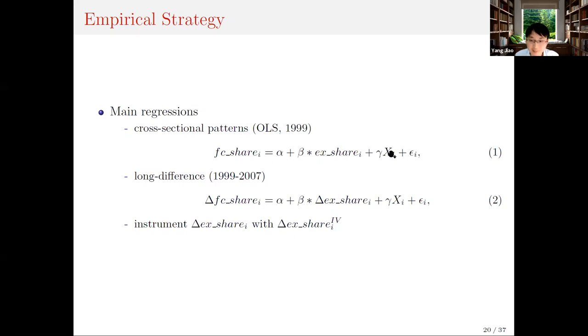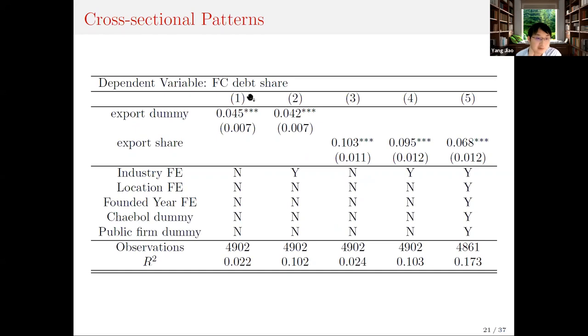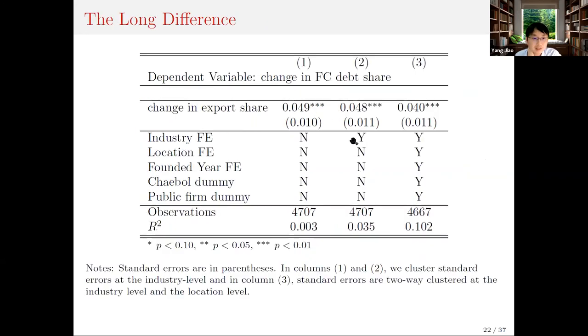And this is the cross-sectional pattern. And then we go to the long difference. Essentially, we use the foreign currency debt share in 2007 minus the 1999 foreign currency debt share. And for the right-hand side variable, we do something similar. And then we will use this instrumental variable approach. So this is our result. We just try to show that there is a positive correlation. And this is the long difference. Still, there is a positive correlation. But when we include a lot of controls, the results are still robust.